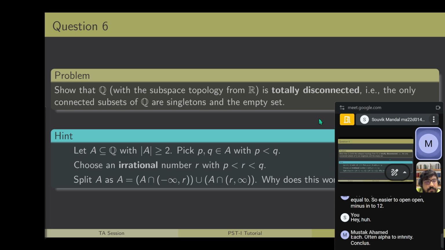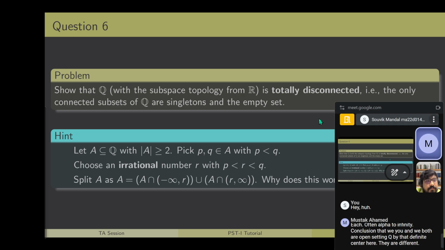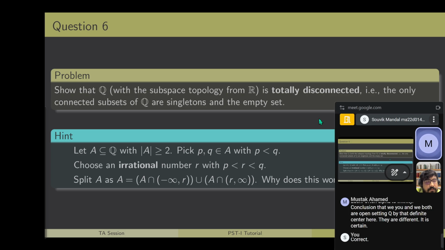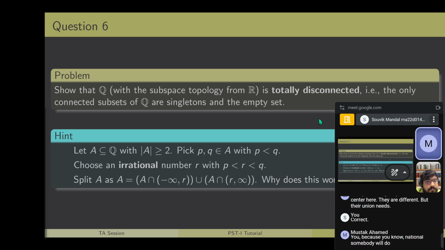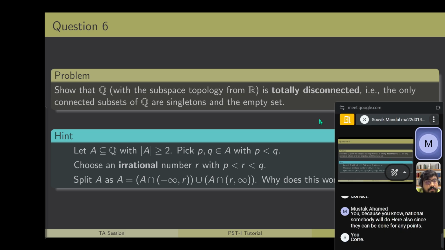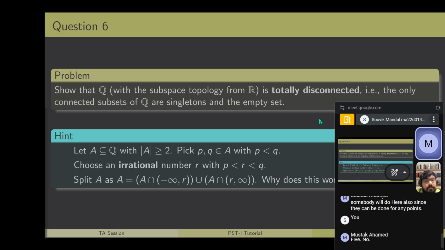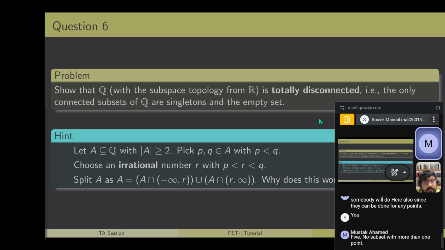and V is the open interval alpha to infinity intersection Q. Then U and V are both open sets in Q by the definition of the subspace topology, and they are disjoint. Their union is Q because no rational number is equal to alpha. Since this can be done for any two points, they are arbitrary. So no subset with more than one point can be connected.